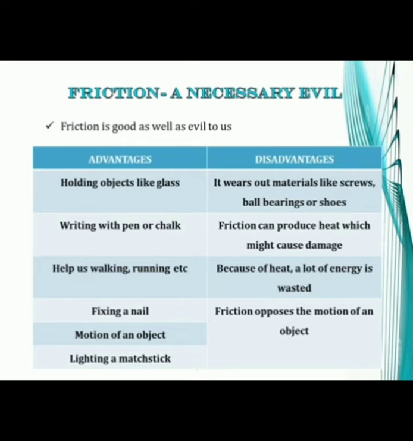Sticking a matchstick produces fire by friction. Next, we are going to discuss the disadvantages of friction. It wears out materials like screws, ball bearings or shoes. Yes, the soles of shoes wear out due to friction.